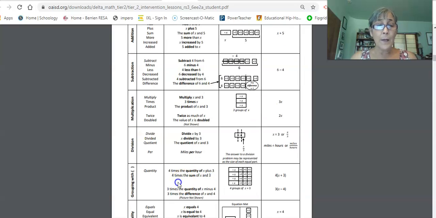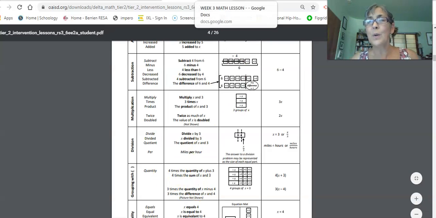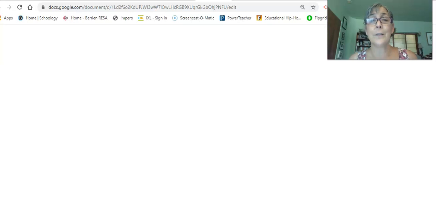Now this, the quantity is another important word. When they say the quantity of x plus 3, that means you are taking these two terms together and doing what the operation says. The operation here says plus. The 4 times the sum of x and 3, 3 times the quantity of x minus 4, and 3 times the difference of x and 4. We'll talk about this again right now when we start our work, okay? Because that is a little confusing. Let me show you it a different way. That's a little easier to understand.